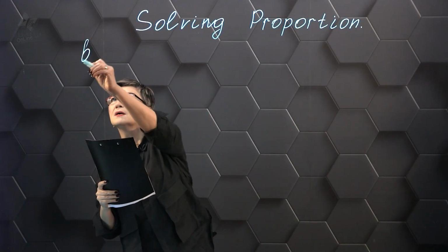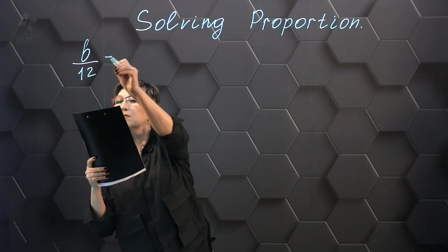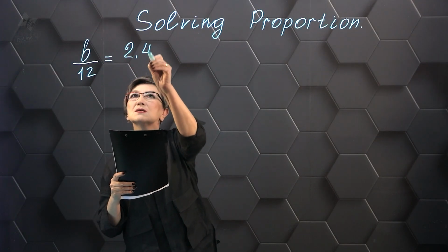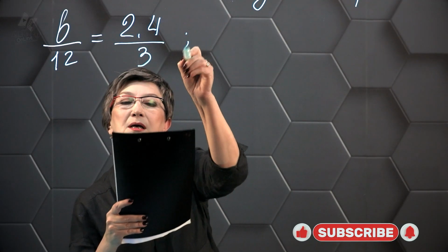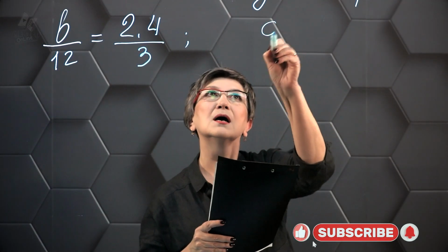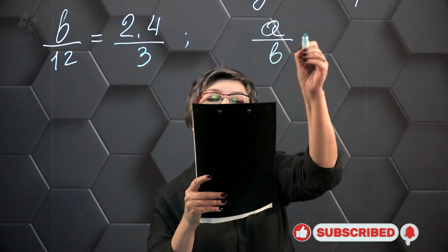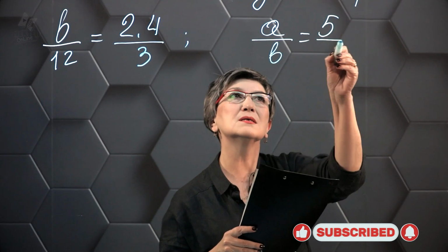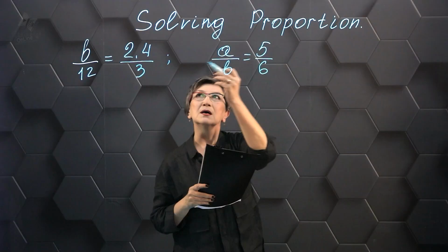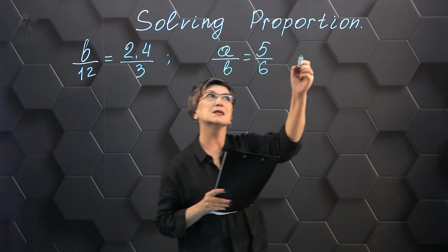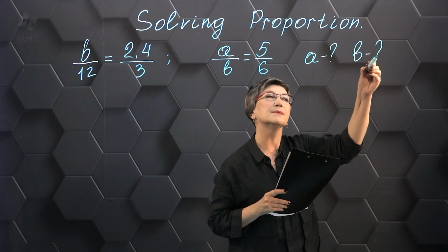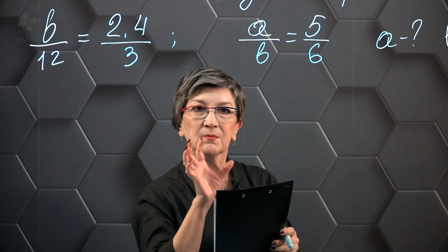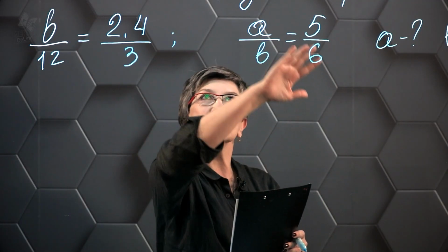10 divided by 12 equals 2.4 divided by 3. That's the first proportion. And the second proportion: a divided by b equals 5 divided by 6. In this assignment, we need to find the values of a and b. Note that this is one assignment with two proportions.